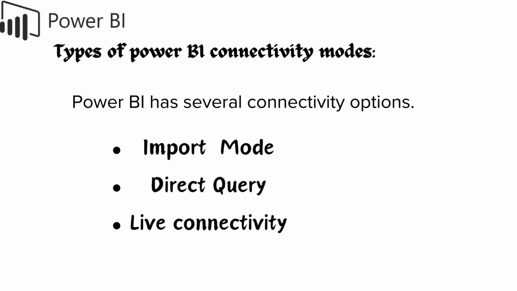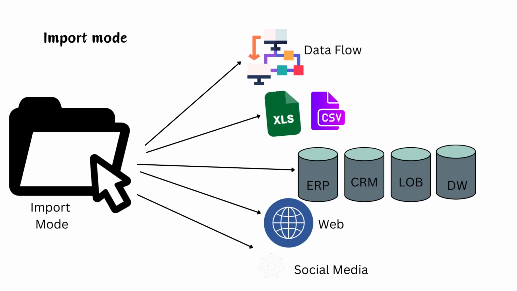Connection types in Power BI refer to how Power BI interacts with data sources that you want to connect to. In Power BI, there are 3 main data connection types, which are: 1. Import mode, 2. Direct query, 3. Live connection. The import connection method is the default option in Power BI, and that imports data into the Power BI data model.